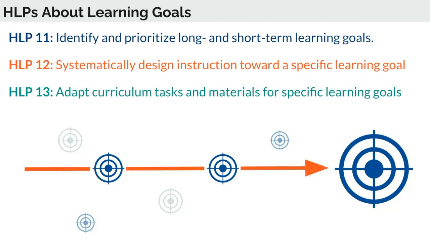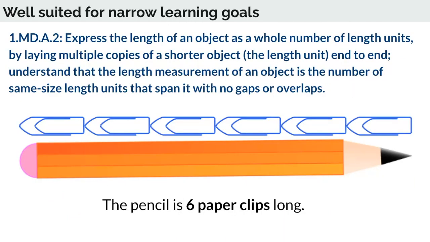Number 12 focuses on systematically designing instruction toward a specific learning goal. And finally, number 13 is about adapting curriculum tasks and materials for those goals, understanding that not everyone will take the same path to the goals. Special education research methods and practices are well suited for these narrow learning goals.